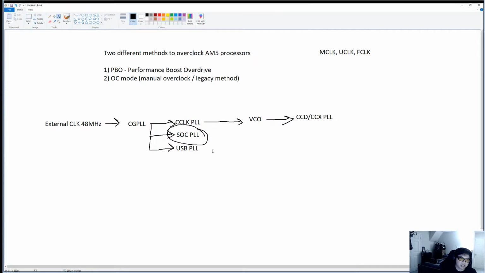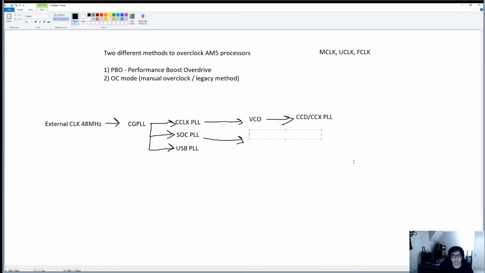So SoC PLL, USB PLL. Now I do want to focus a little bit on SoC because this is the one that is for the memory, if I remember correctly. It will actually provide not just memory, because it's the SoC, system on a chip, the component that talks to the chipset. So your Promontory 21 chip, if you're on a B650 or B650E motherboard, or your dual, primary and secondary Prom 21 chipsets, if you're on X670 or X670E. This one has, I think, 3 or 4 different ones.